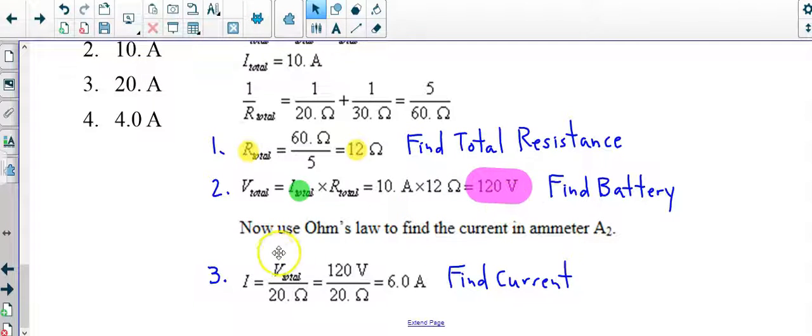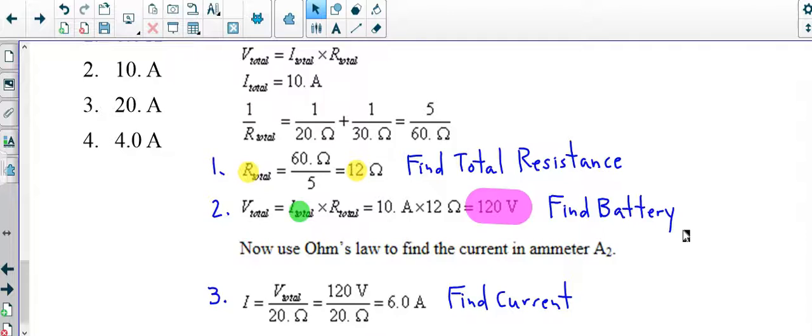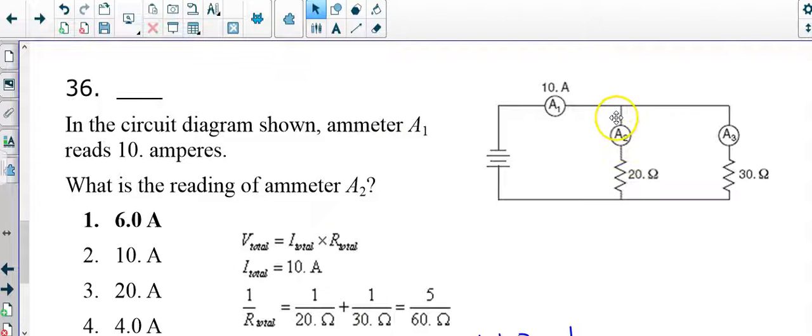And then finally, using Ohm's law again for the branch, you find that I is V over R, so the branch V over the branch resistance, and that gives you 120 volts over 20 ohms, which gives you the full 6 amps. So there's 6 amps of current going through ammeter 2. So if there's 6 amps of current splitting off from the original 10, how many more amps are going through here? That's 4. So 6 plus 4 will equal the original 10. That's a very important point. They could have asked you in another part of this question, what was the current flowing through both branches?